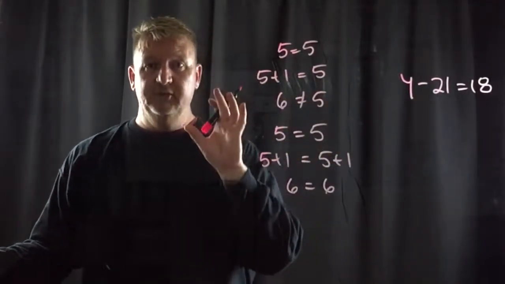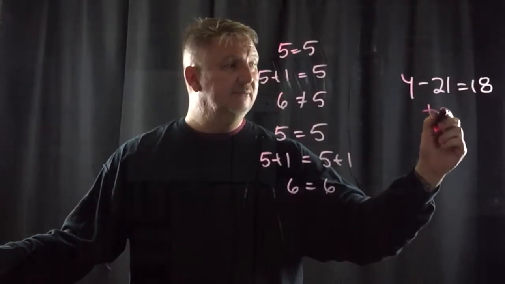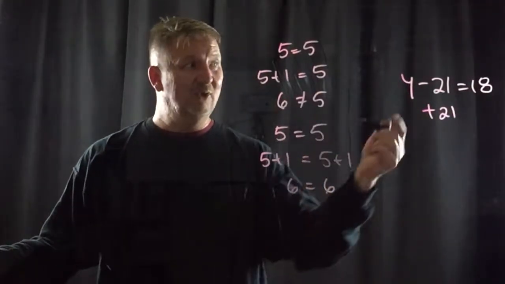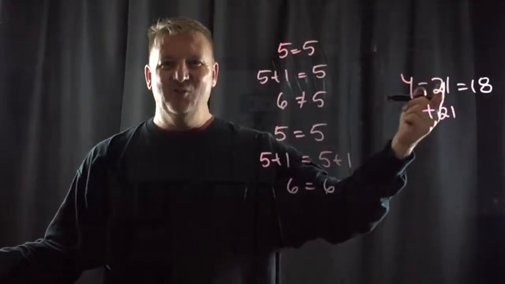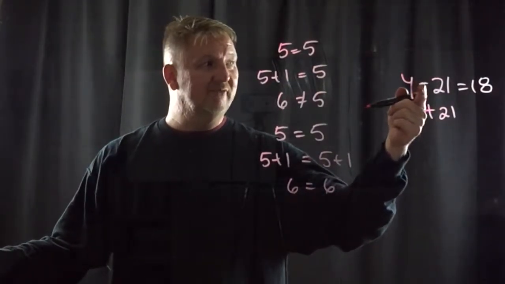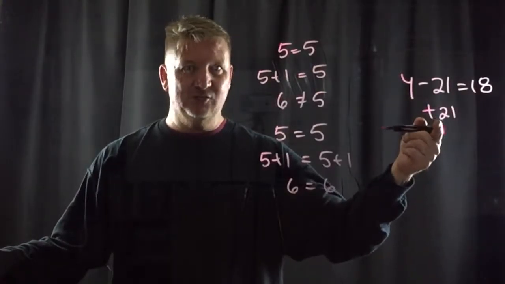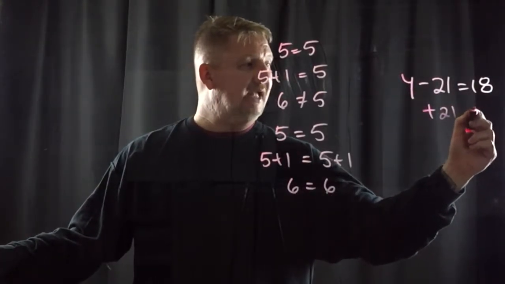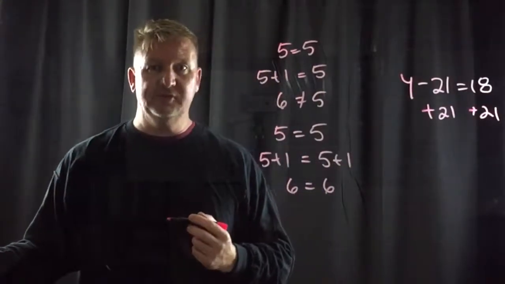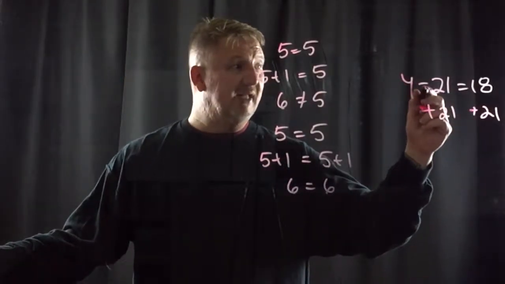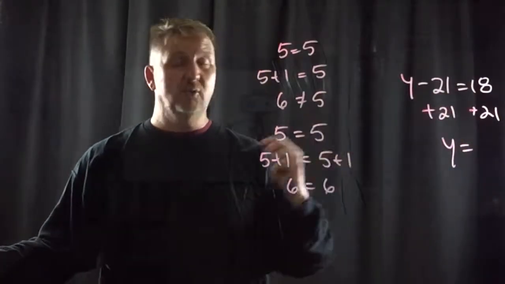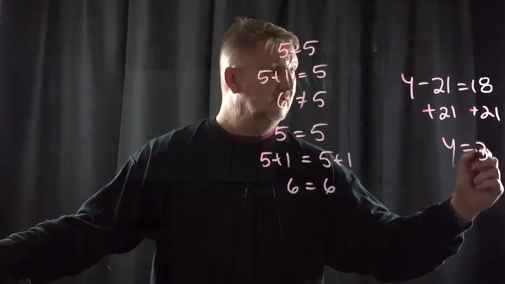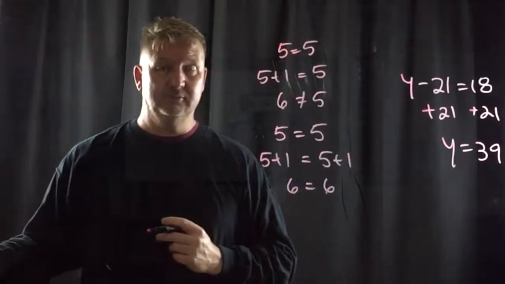So with the rule of addition, we want to add the same number to both sides. I want to get this y by itself. So to get the y by itself, I have to get rid of this 21. So to get rid of a minus 21, I have to add 21. All right, so I'm going to add 21 to both sides. Minus 21 plus 21 leaves me with just y. 21 plus 18 is 39.